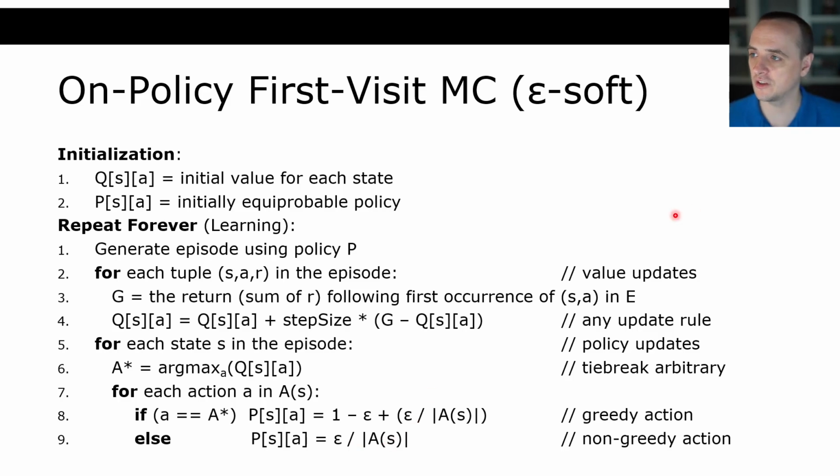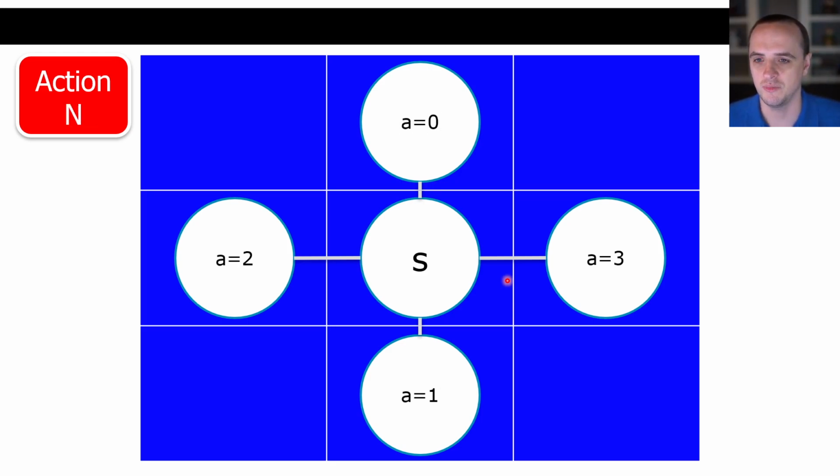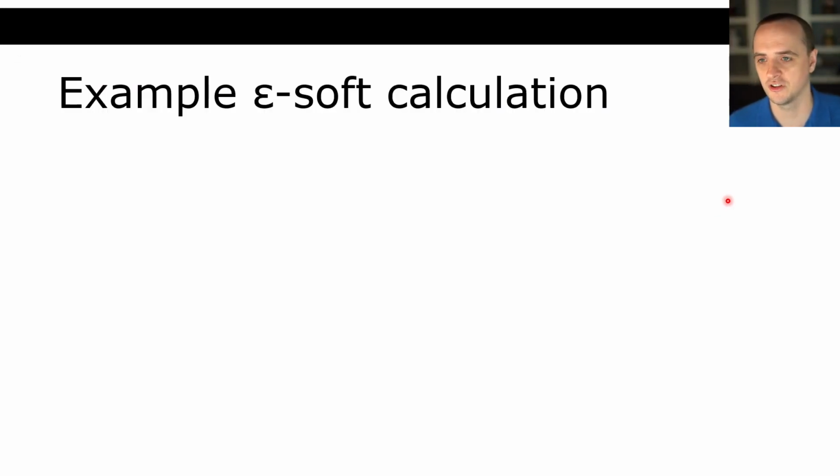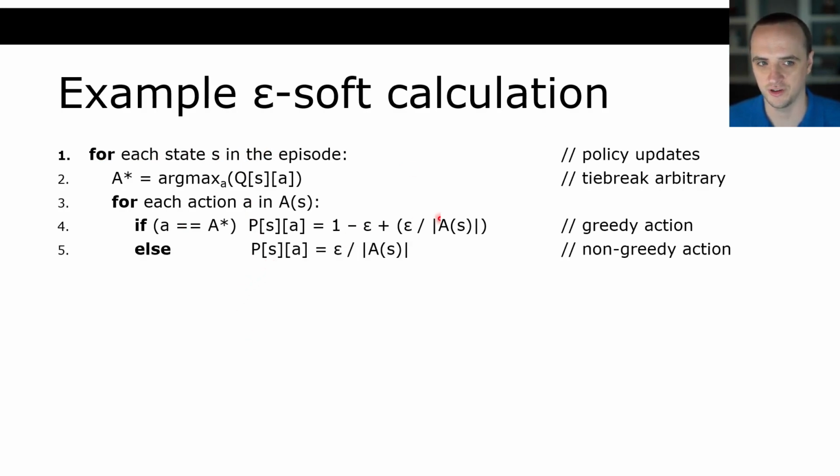All right, now let's do an example with actual numbers so this makes a bit more sense. So here, for example, this is what's going to happen. We're going to be at a state XY, and we're going to have, let's say, 4 actions, right? So maybe up is action 0, down is action 1, left is action 2, right is action 3. So here's an example calculation. This is what we did before. This is the code that updates our policy, right?